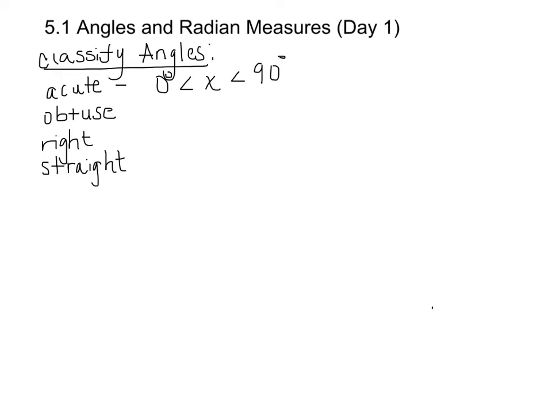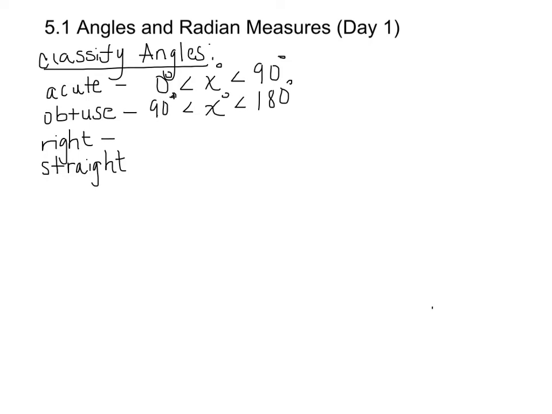An obtuse angle measures between, and I forgot the degree mark here, 90 degrees, but it has to be less than 180 degrees. That messed up. Sorry about that.